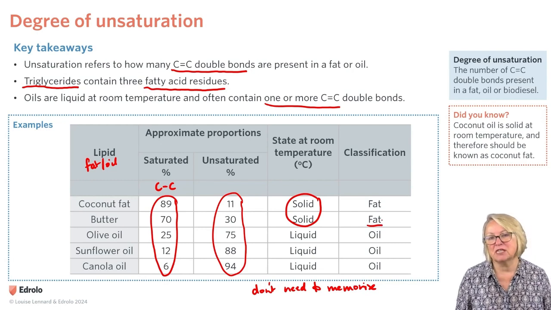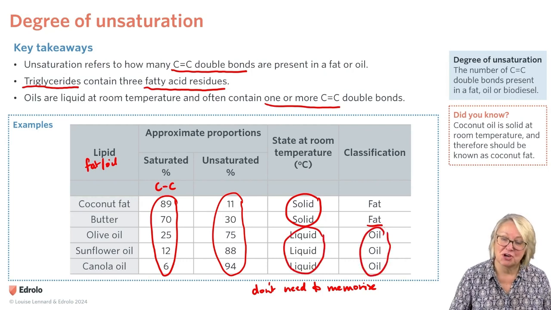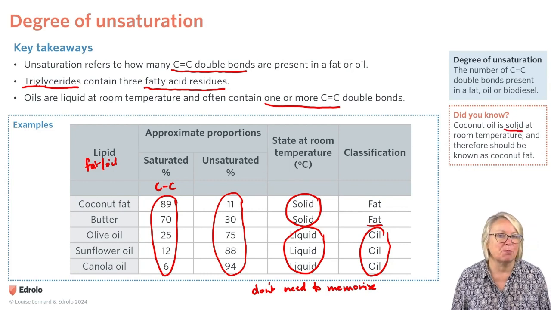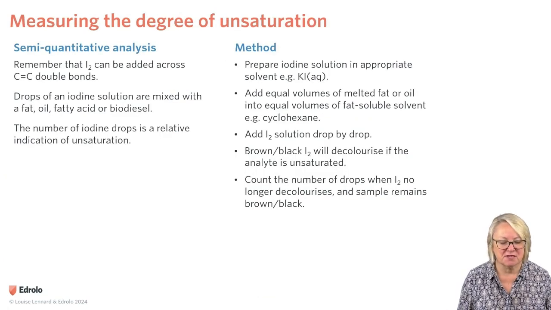If the lipid is liquid at room temperature, then we call it an oil. Did you know that coconut oil is actually a solid at room temperature, so it's more appropriate to call it coconut fat rather than coconut oil? Okay, measuring the degree of unsaturation.